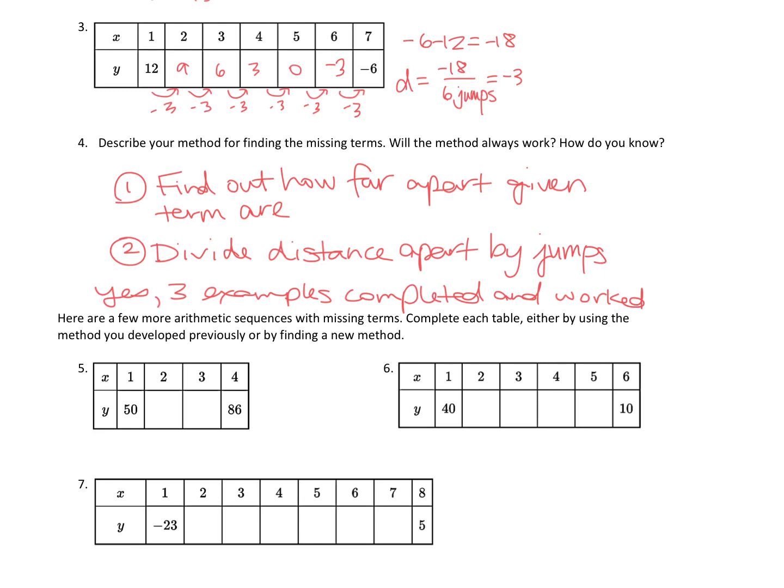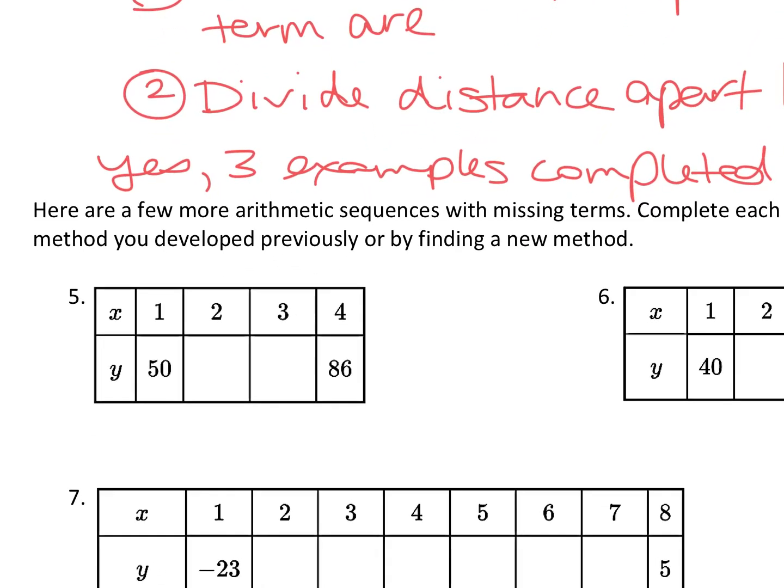Who knows? We'll see. So first thing I need to figure out is how far apart 86 and 50 are. So I'm going to do a subtraction. So 86 minus 50 will go on top. And then I'm going to end up dividing that by how many jumps are happening. So I'm filling in 2 terms. That means there's 3 jumps.